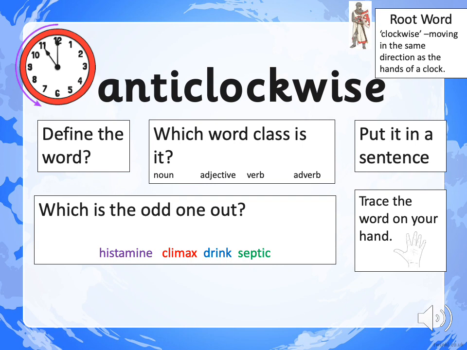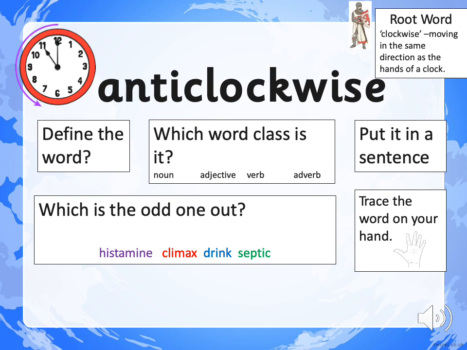Anticlockwise. Anticlockwise comes from the root word clockwise, which is an English word, moving in the same direction as the hands of a clock. So if you watch the hands on a clock, they always move in the same direction, following the numbers from 1, 2, 3 in that order, increasing. If something moves in an anti-clockwise direction, it's going the other way. It's going backwards, isn't it?